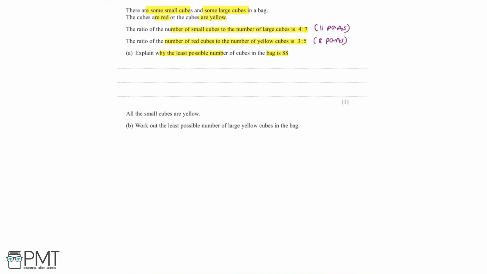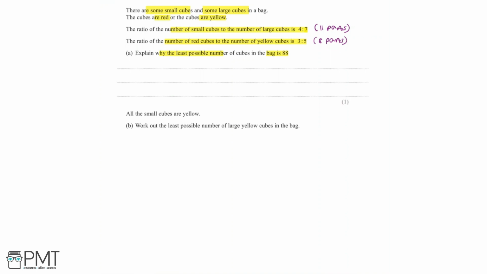Now the cube can either be small or large, and it can be red or yellow. You can have a small red cube or a small yellow cube, or a large red cube or a large yellow cube, which means that the two ratios need to be talking about the same number of parts, because the total number of small cubes and large cubes would have to be equal to the total number of red cubes and yellow cubes. And so to find the least possible number of cubes in the bag, we want the smallest number that allows the ratio of the number of small cubes to the number of large cubes, and the ratio of the number of red cubes to the number of yellow cubes to have the same total.